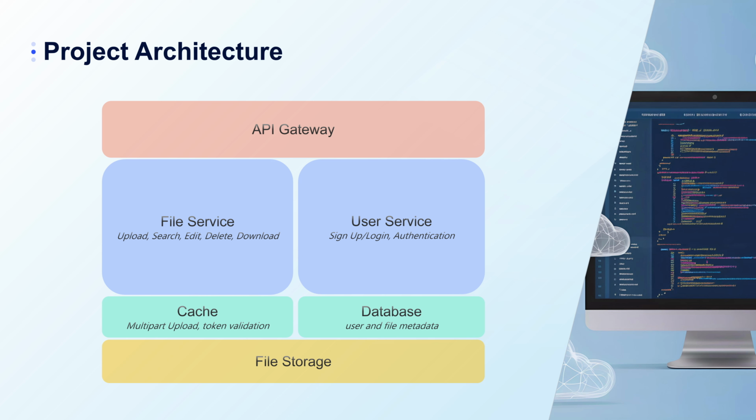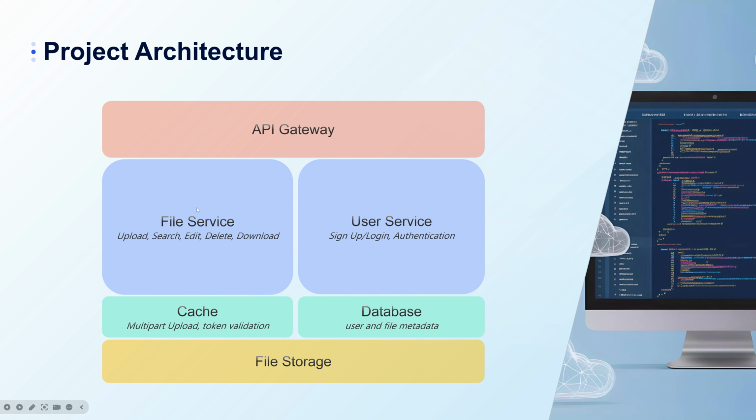So this is the final architecture when we're finishing development. Basically we have the file storage at the bottom. And on top of it, we're going to have caching and a database. The cache is mainly used for multi-part upload and token validation, and the database stores user and file metadata.